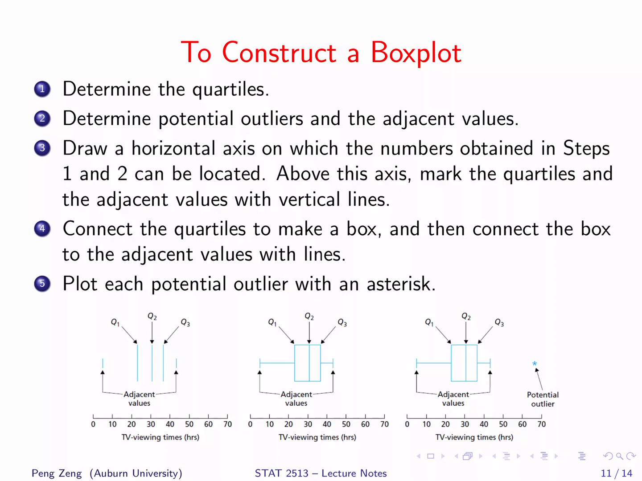Then, connect the quartiles to make a box. Connect the box to the adjacent values with lines. Now you should get the second plot at the bottom. In the last step, plot each potential outlier with an asterisk. Now we complete the box plot.